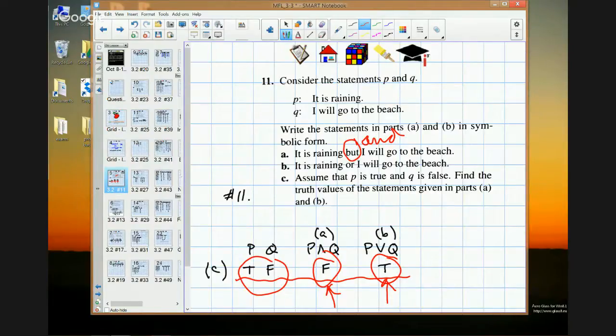I'm not sure I got through to you. Did you want to ask a follow-up question? I think I get it now. Okay, good. Now that it's up here, does anybody else want to ask anything about number 11?